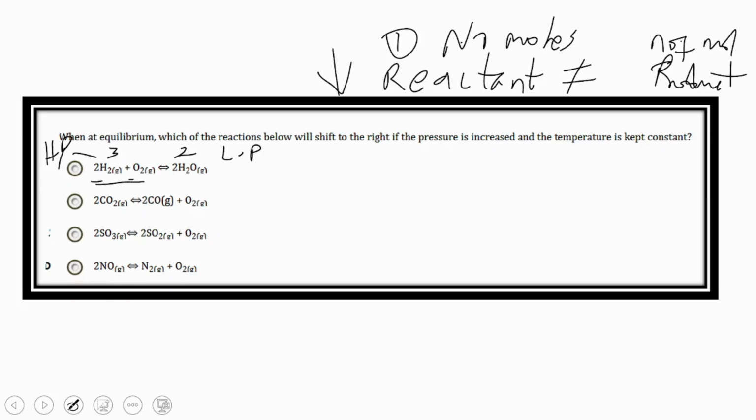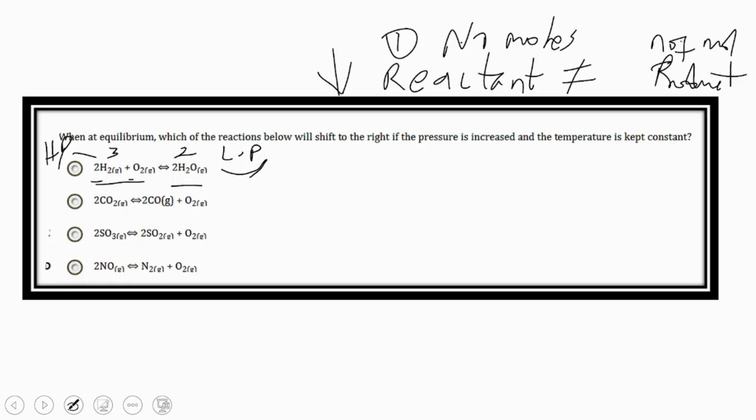So if this chemical system experiences high pressure, that is, the external constraint exerted on the system is high pressure, equilibrium position will shift to the right, to favor low pressure. And I think that reflects what the question wants.